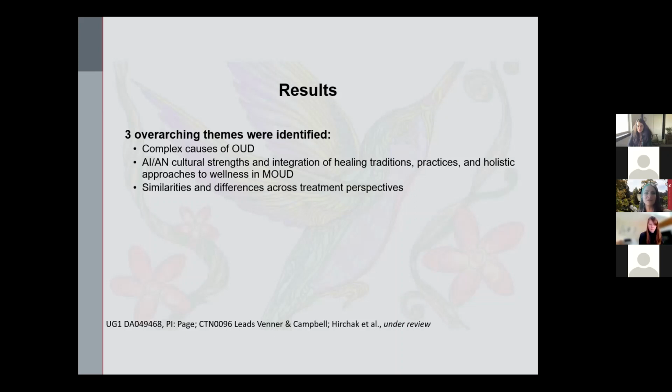But the two parts that I would like to focus on are these next two bullet points, which is around Native cultural strengths and integration of this into MOUD, and then the similarities and differences when you center treatment versus holistic wellness.